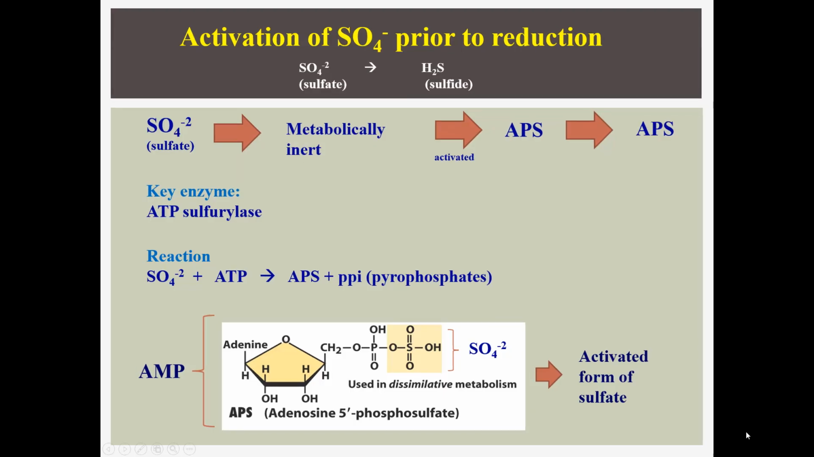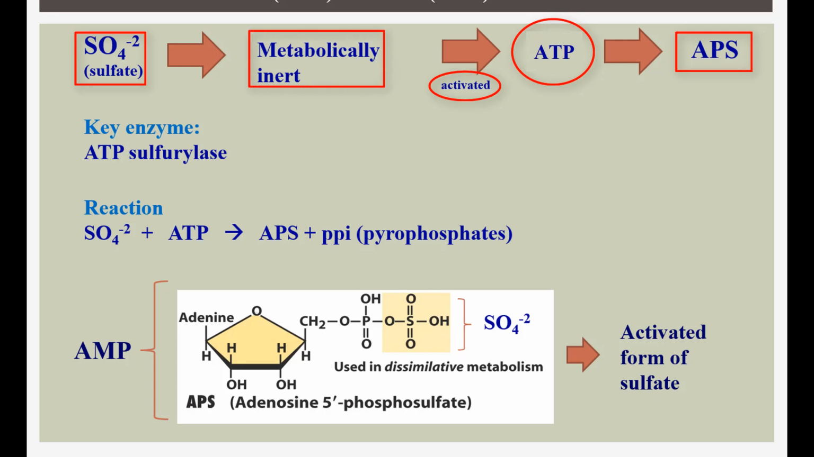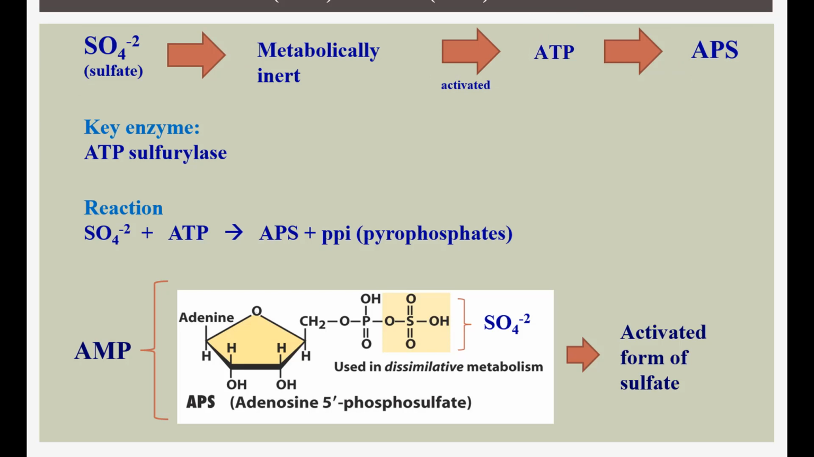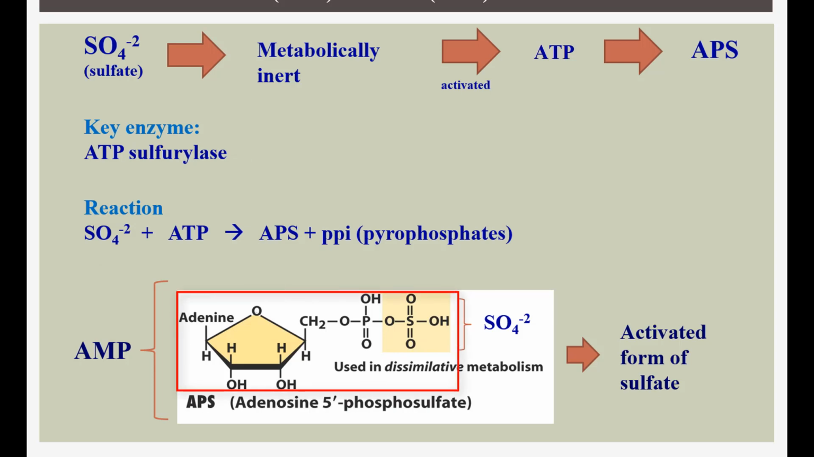Now, prior to the reduction of sulfate to sulfide, sulfate needs to be activated by ATP to adenosine 5'-phosphosulfate or APS. This activation step is necessary because sulfate is metabolically inert. The key enzyme involved in sulfate activation is ATP sulfurylase. ATP sulfurylase catalyzes the activation of sulfate by transferring sulfate to the adenosine monophosphate moiety of ATP to form adenosine 5'-phosphosulfate or APS and pyrophosphate.